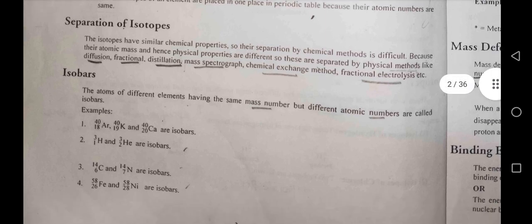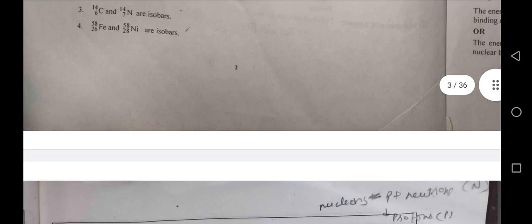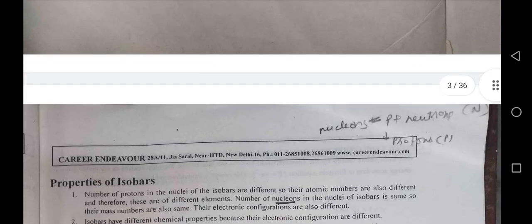Separation of isotopes. The isotopes have similar chemical properties, so their separation by chemical methods is difficult. Because their atomic mass and hence physical properties are different, they are separated by physical methods like diffusion, fractional distillation, mass spectrograph, chemical exchange method, fractional electrolysis, etc. Isobar: the atoms of different elements having the same mass number but different atomic numbers are called isobars. 26Fe58 and 28Ni58 are isobars.